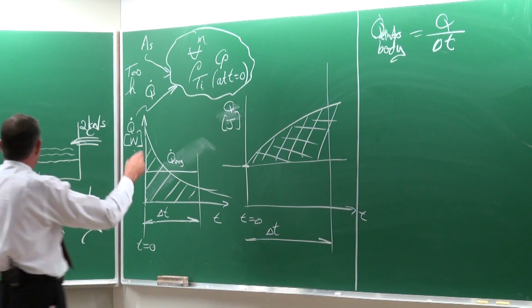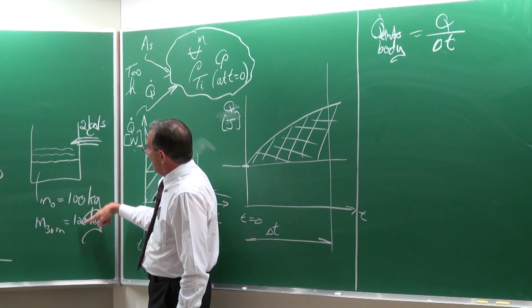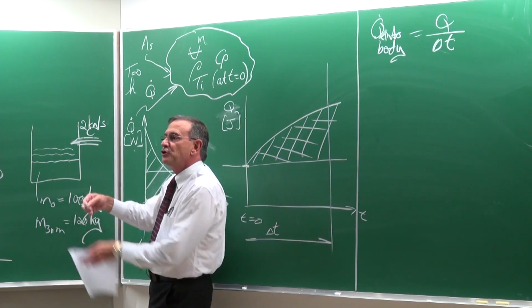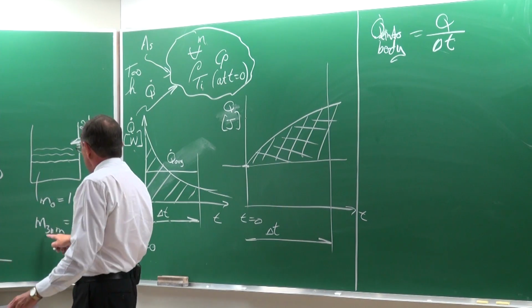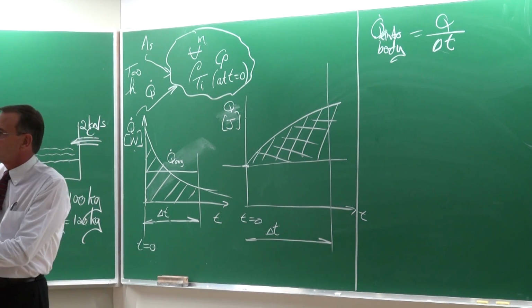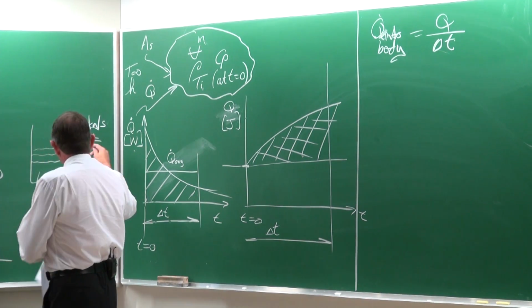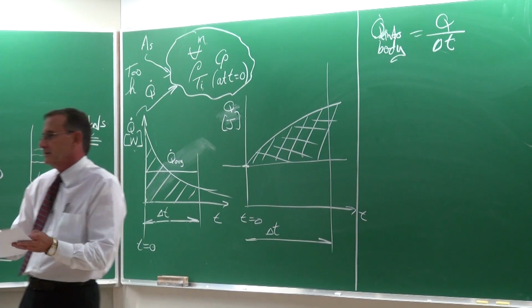The heat transfer rate is like the mass flow rate. How many kilograms you put in over a certain period, which is 3 minutes. It's the heat transfer rate, and in this case, it will be 20 kilograms per second. Okay.